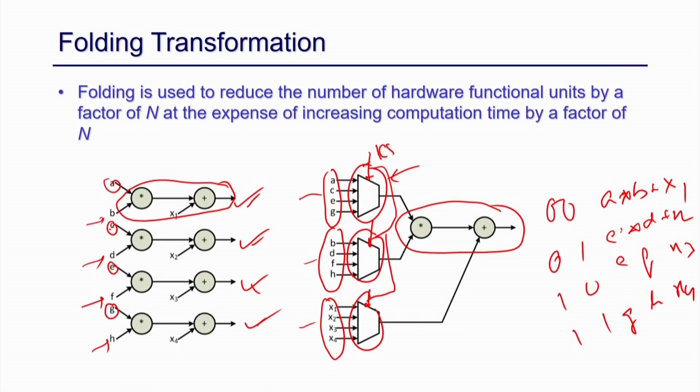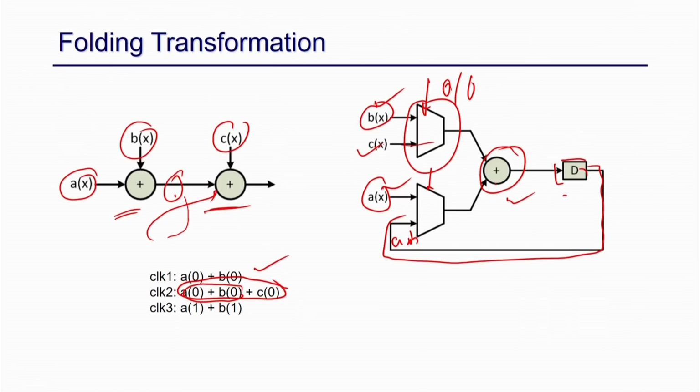Okay. So both are possible. If they are in parallel, you can merge them. If they are in series, then also you can merge them, but you need a feedback register, so that you can reuse the intermediate results as well. Okay. So this is the overall folding transformation, and what are the other issues that have to be considered here?